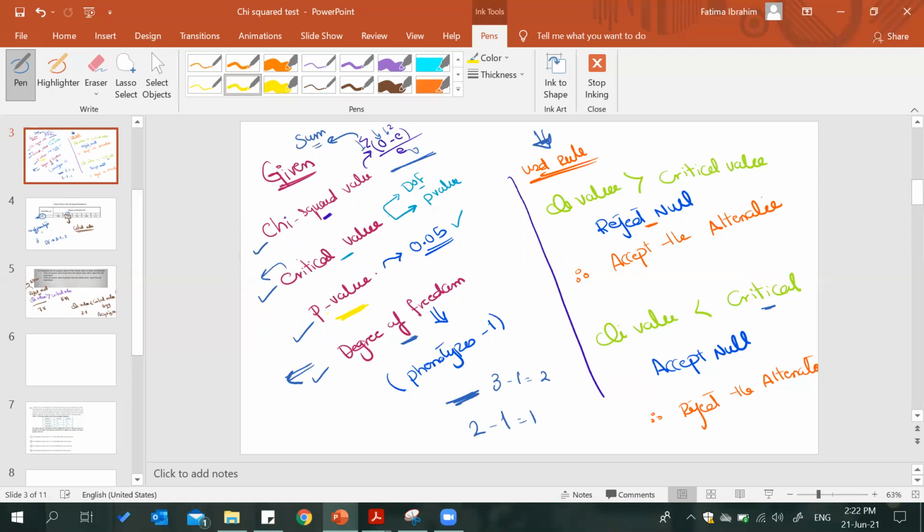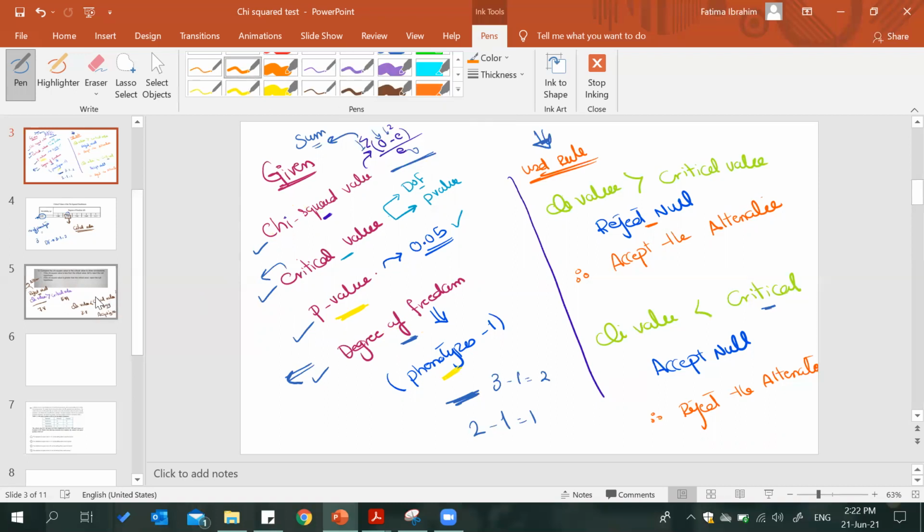This is a table, 0.05. The degree of freedom is easily calculated. Why easily calculated? Because once you have the phenotypes, you can subtract one from it and then you have the degree of freedom. The critical value is easily, it's given as well.